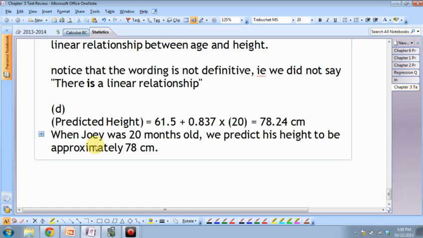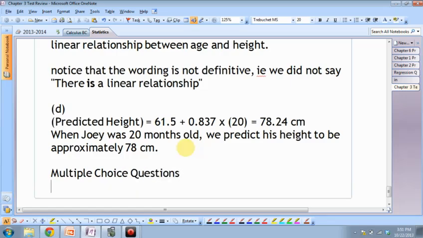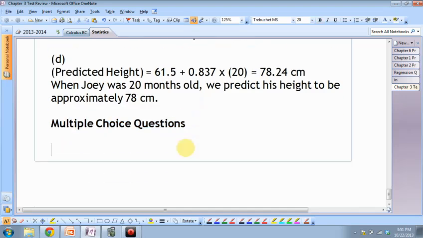Okay, I think at this point we're going to go on to the multiple choice questions. Kind of previewed a few of them in period 3. We'll try and write them up now. Multiple choice. Okay, question 1.